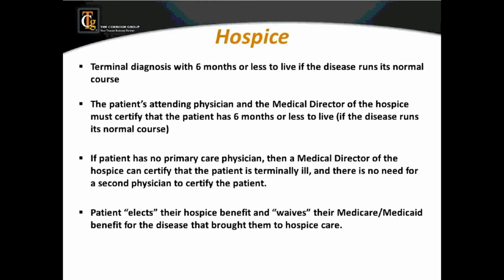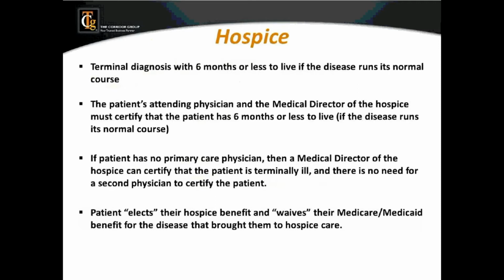So with hospice, the terminal diagnosis is 6 months or less to live if the disease runs its normal course, and that's generally a textbook. The patient's attending physician and medical director of the hospice must certify the patient has that 6 months or less to live. And if the patient has no primary care physician, the medical director can certify the patient as terminally ill, and there's no need for a second physician to certify. We have many patients that don't have an attending.